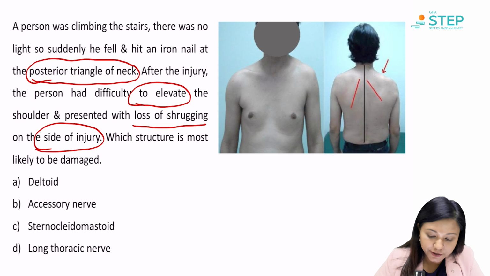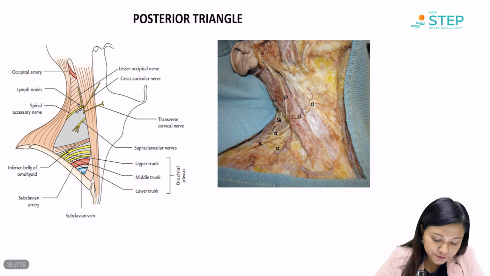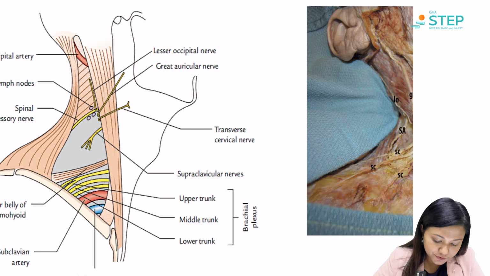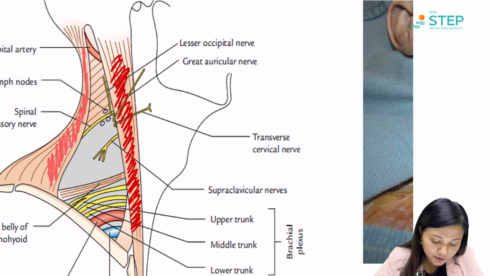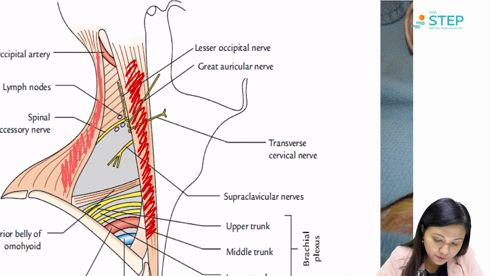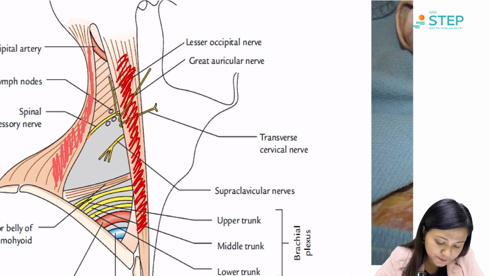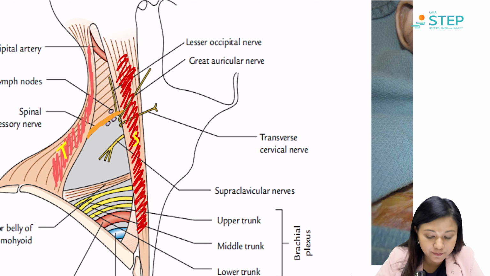To attempt this question, let us understand a little bit about the posterior triangle. So you know the boundaries of the posterior triangle. Medially, it is formed by the sternocleidomastoid. Laterally you have the trapezius, and the base is formed by the clavicle. In the posterior triangle, you have this nerve, the spinal accessory nerve, which is supplying both the trapezius and the sternocleidomastoid.